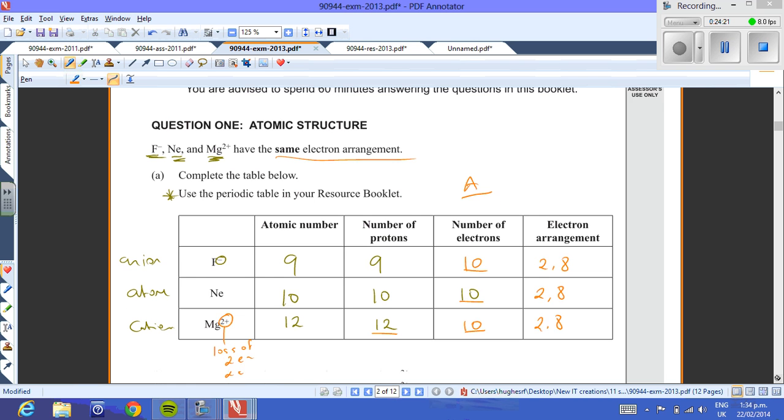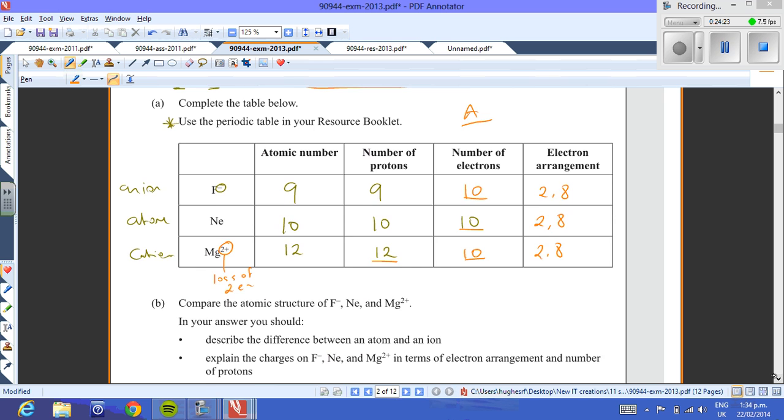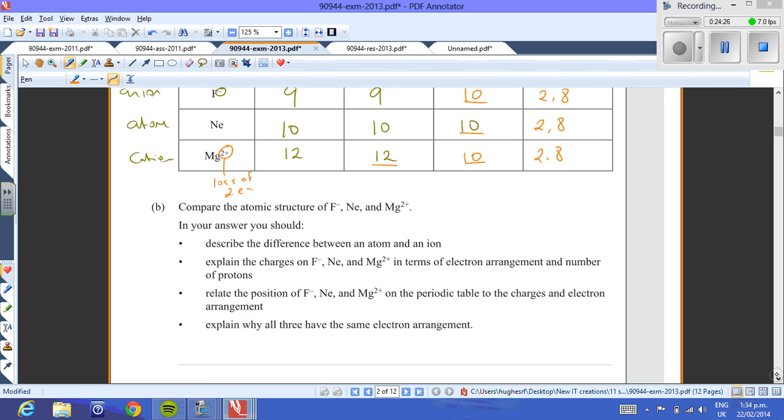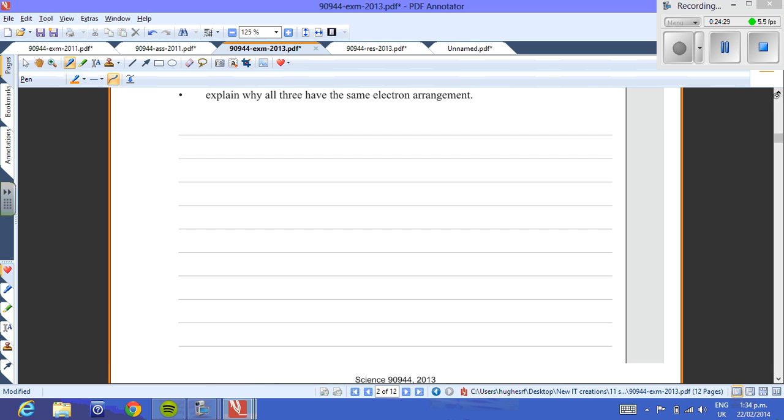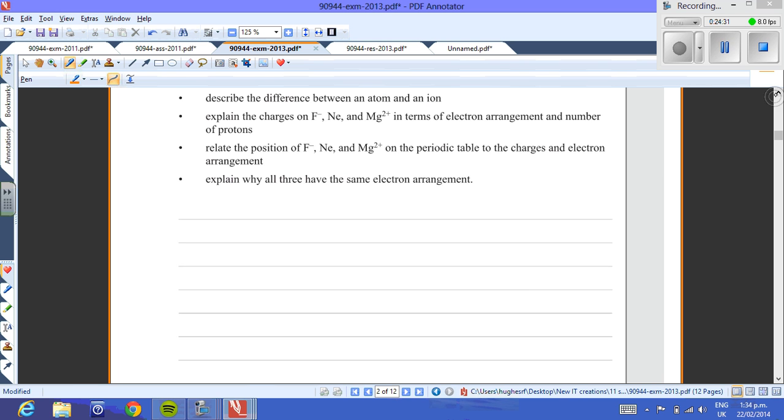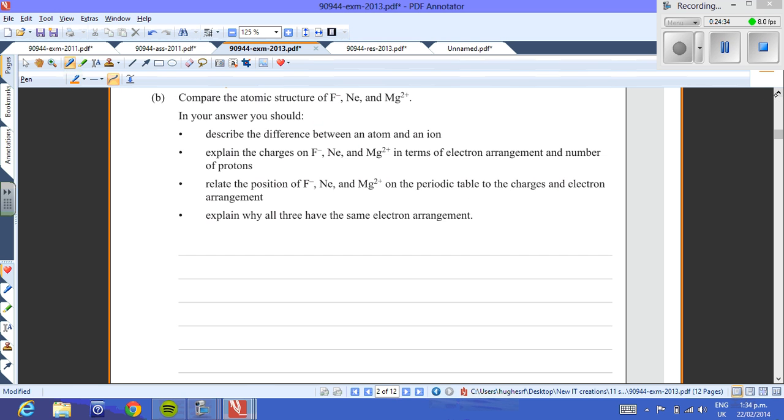Okay, let's move on to the second part of question 1 from 2013. And this is where it starts to repeat itself, just like we did for the 2011 question. So what is the question then? Part B. Compare the atomic structure of fluoride, neon, and magnesium. In your answer, you should describe the difference between an atom and an ion. So we've done that before. Explain the charges on fluoride, neon, and magnesium in terms of electron arrangement and number of protons. We just did that in the last question. It's just that they're getting you to do it for 3 this time instead of 2 in 2011.